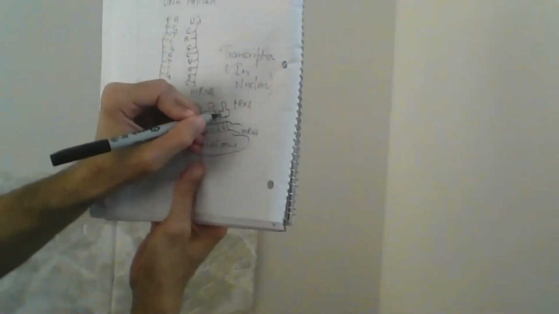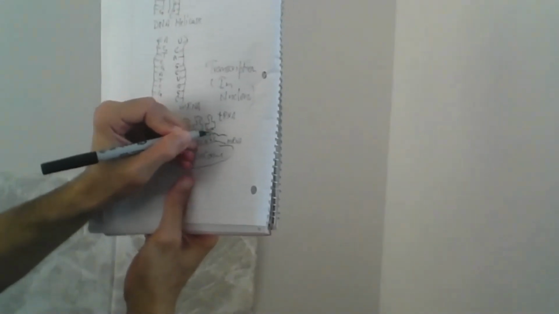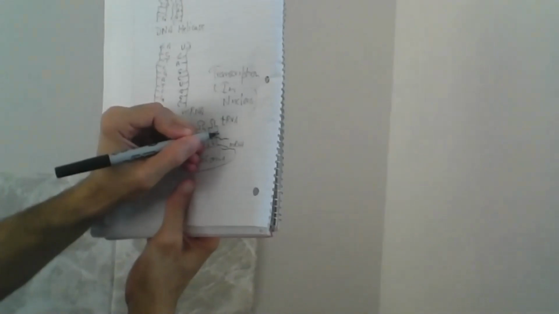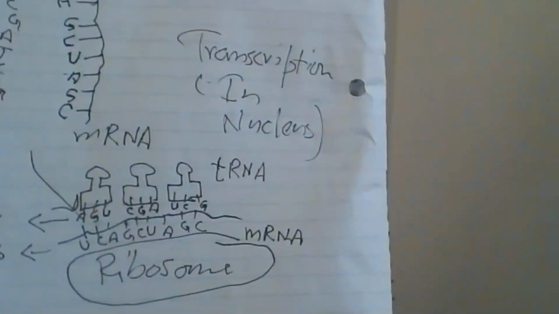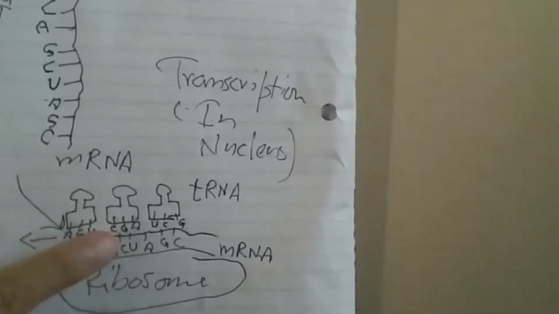And then finally you have AGC. What goes with AGC? What goes with A is U. What goes with G is C. And what goes with C is G. So UCG, that's your final anticodon. All right, so far so good. So these tRNAs are clicking into place onto the messenger RNA.